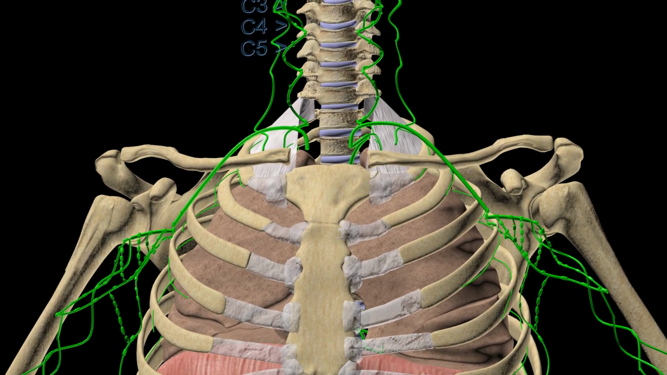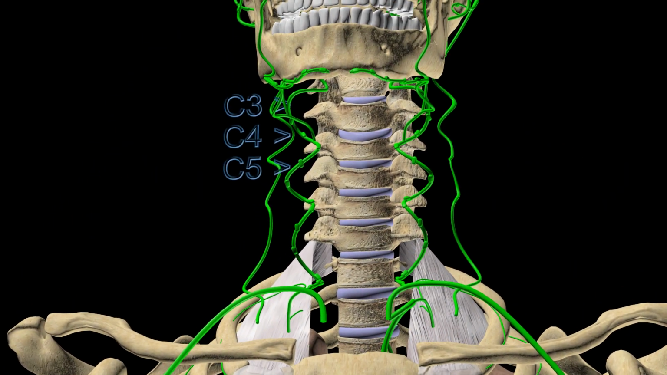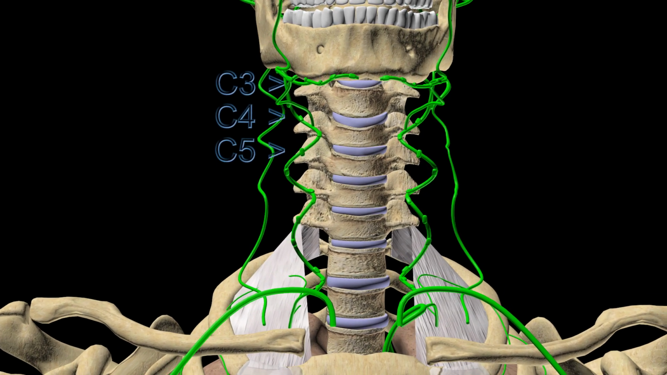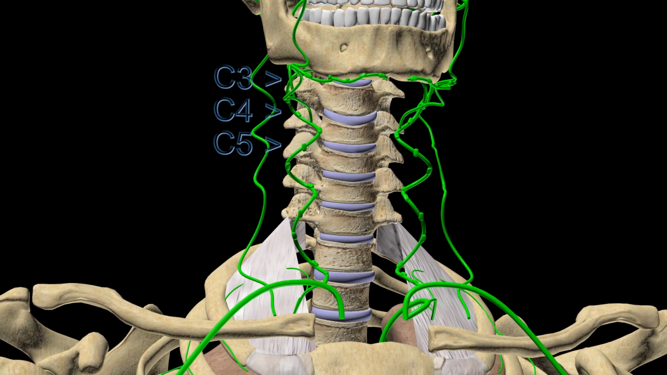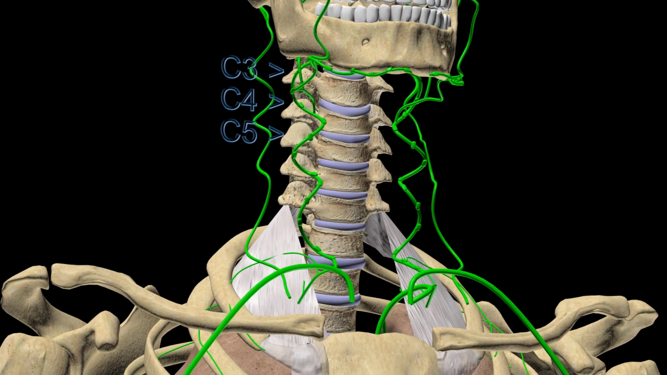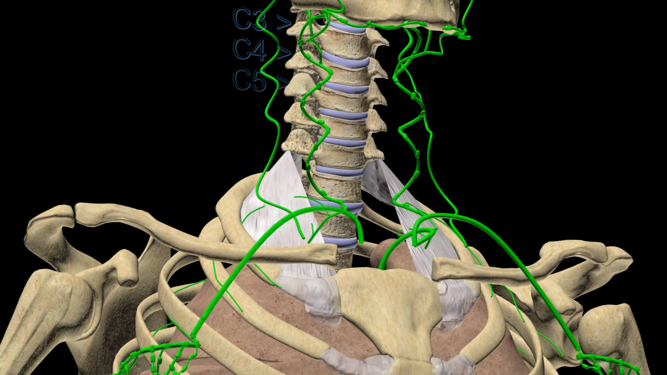Dysfunction at the C3 through C5 area affects the phrenic nerve, which innervates the thoraco-abdominal diaphragm and affects its function. Notice the decreased motion of the diaphragm.